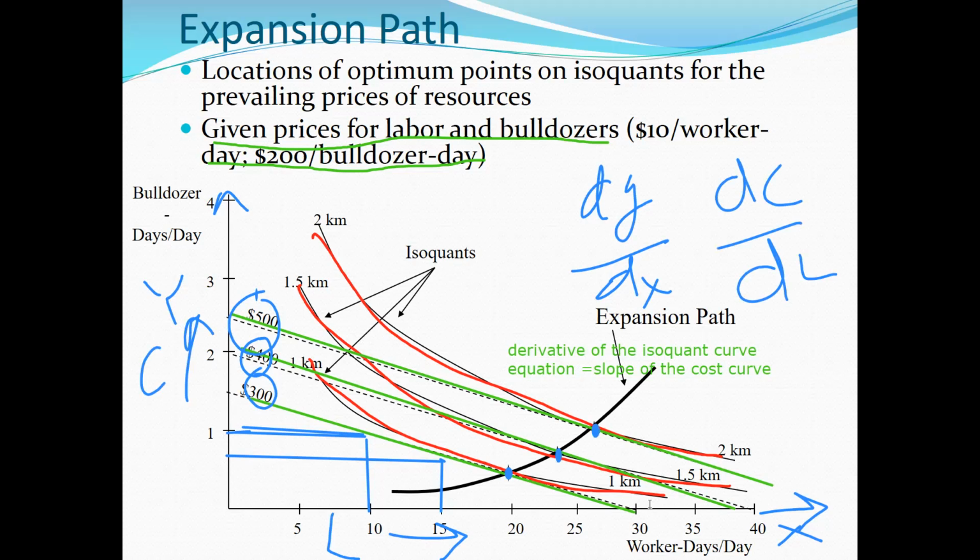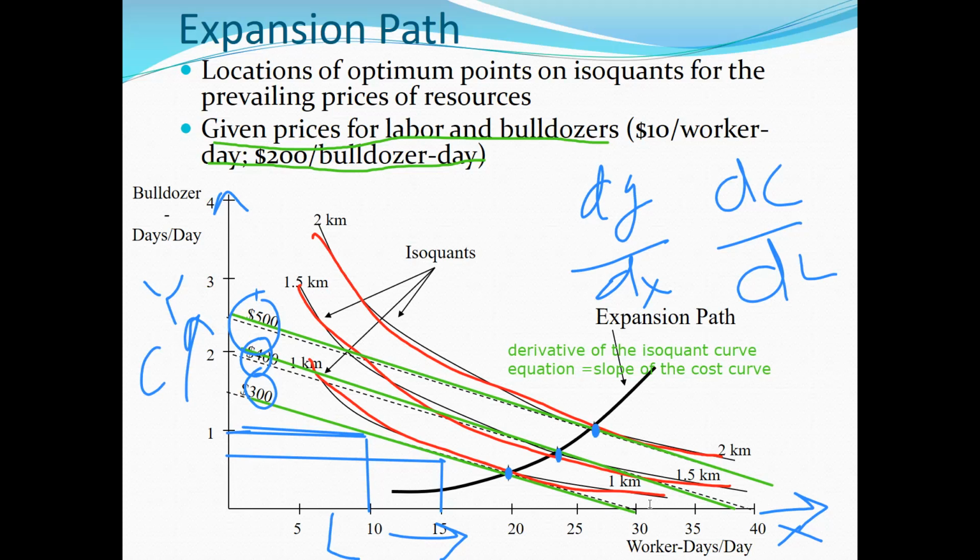Because dy over dx, the y-axis is capital and the x-axis is labor. So instead of saying dy over dx, how we represent the derivative, we'll just call it dc over dl. Or you could call it y over x, it doesn't matter. But ultimately, you'll have to write those equations in C and L. And once you know C and L, you just have to find dc over dl, which is the derivative.